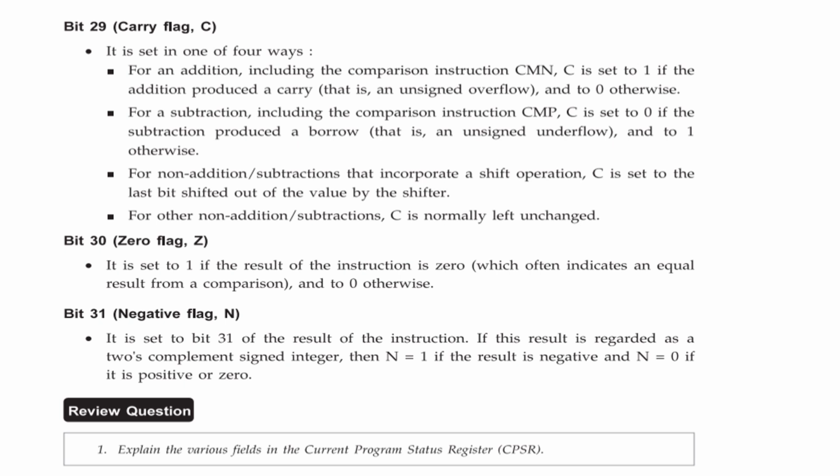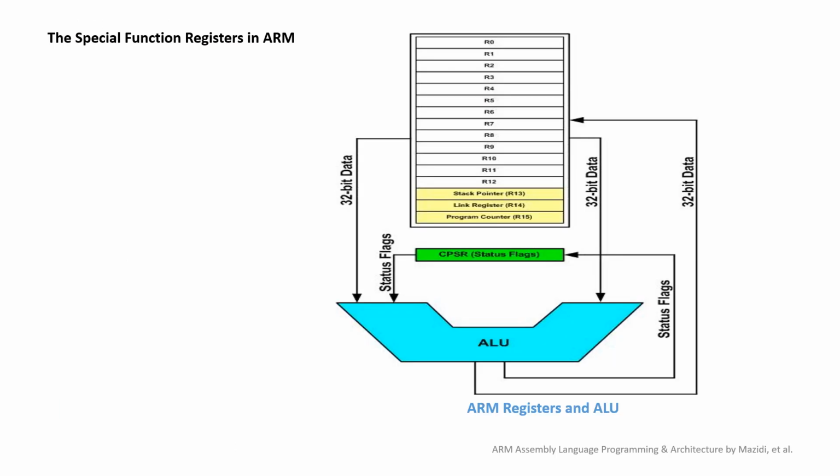Similarly, bit 30, Z, is set to 1 if the result of the instruction is 0, and to 0 otherwise. Then bit 31, N, is set to bit 31 of the result if the result is regarded as a 2's complement signed integer: N equal to 1 if the result is negative, and N equal to 0 if the result is positive or 0. Please do not forget this. It will be required throughout embedded systems, CPSR.